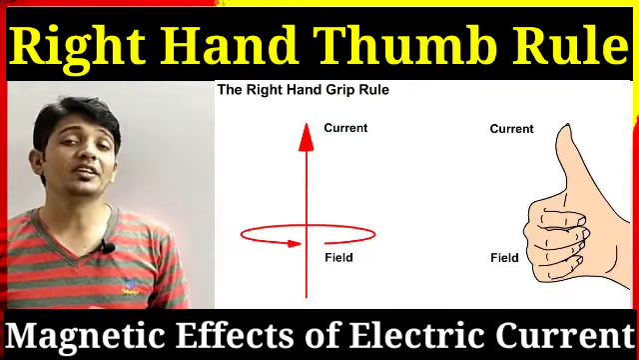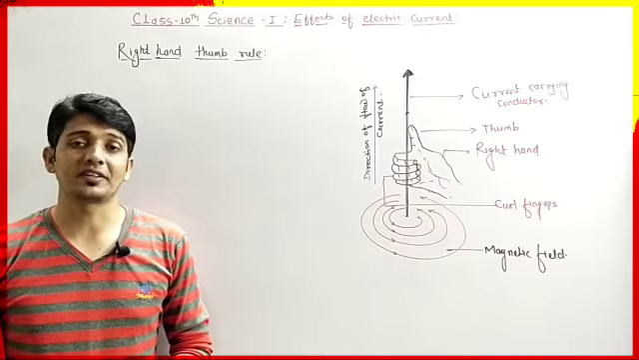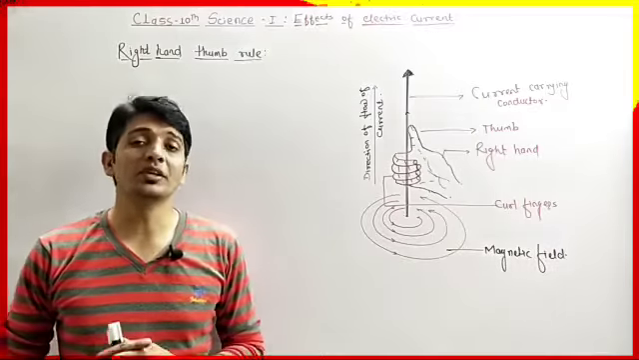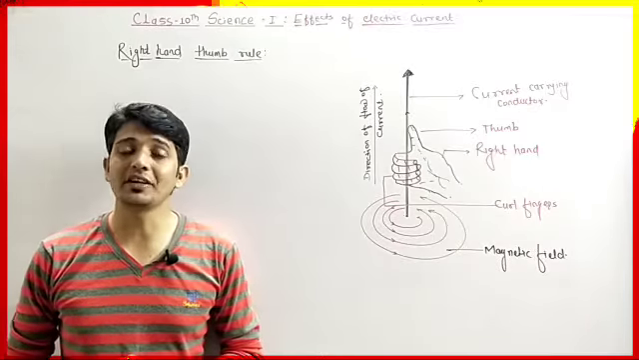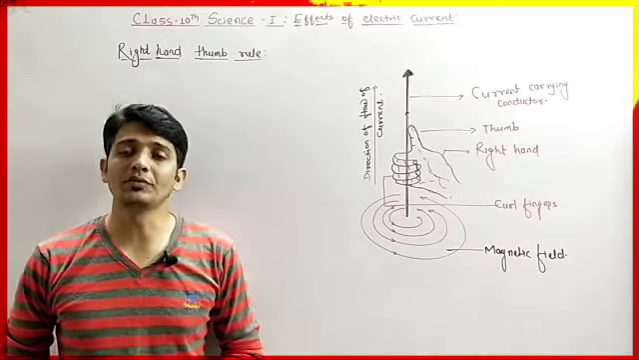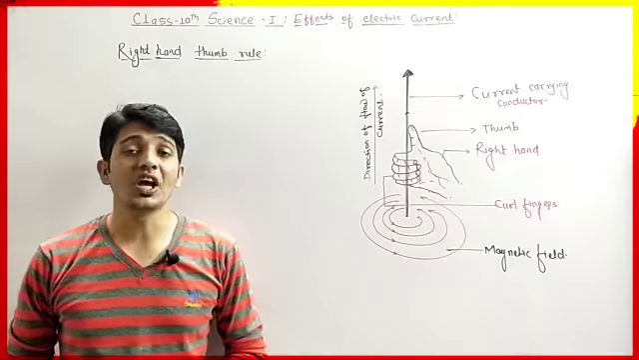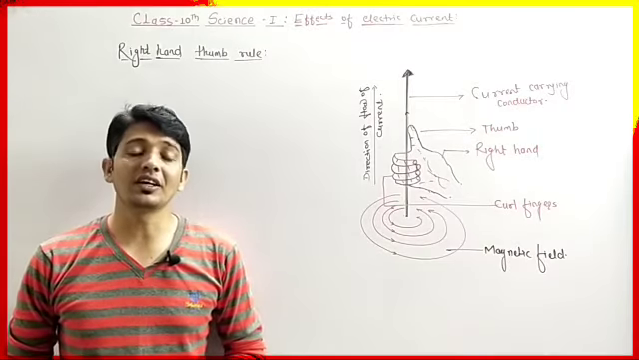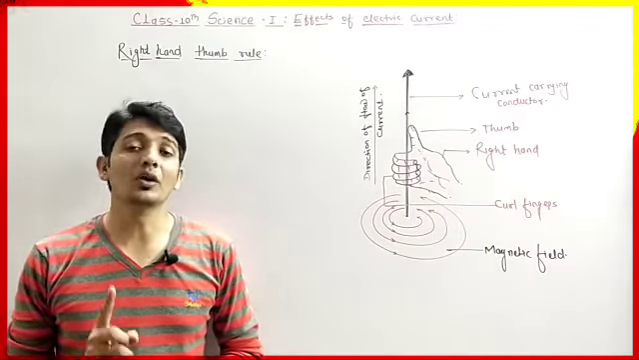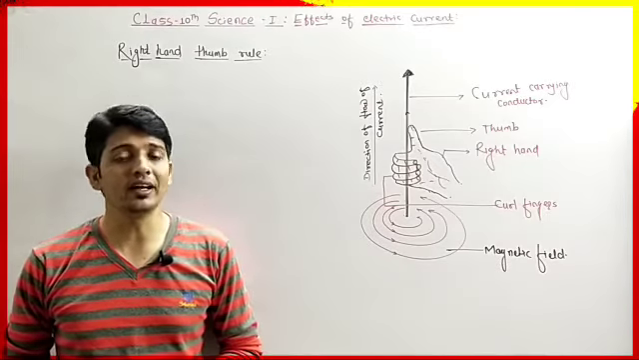So today we will understand the new concept of the electric current and its effect. In the previous video we have already understood about the magnetic effect of electric current. In this video we are going to understand the next part of it: how the current carrying conductor is held in your right hand, and how we decide the magnetic field produced by the current carrying conductor.